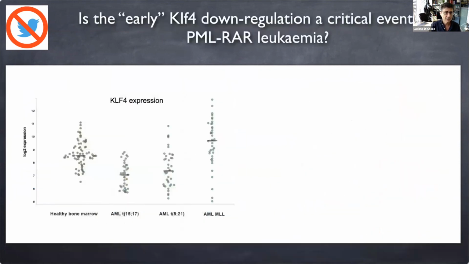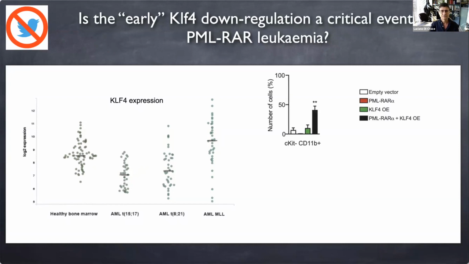Now, the question is how much this also occurs in human samples. If we look at healthy bone marrow, KLF4 is expressed, but if we look at patients with the 15;17 translocation, which is the PML-RAR alpha translocation, KLF4 is dramatically downregulated, while in other types of leukemia this is not the case. So it seems to be specifically downregulated upon expression of this oncogene. So now, obviously, what happens if we re-express KLF4? Can this be used as a therapeutic approach?